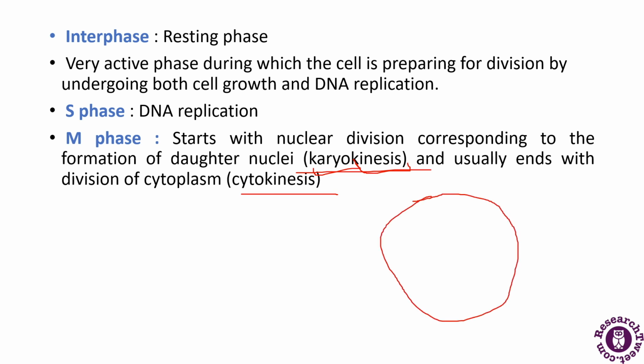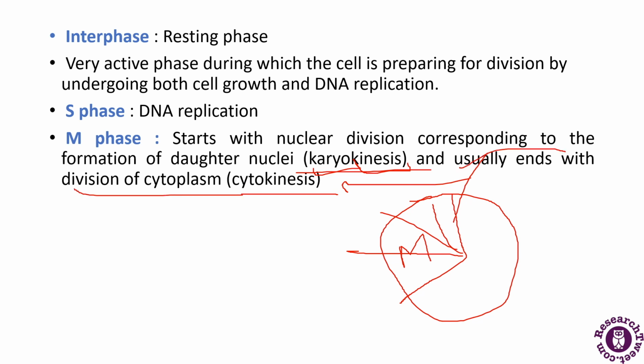In the cell cycle, it was represented that the M phase has been further divided into many phases, that is prophase, anaphase, metaphase, telophase, and the last phase, cytokinesis. So this usually ends with the division of the cytoplasm.